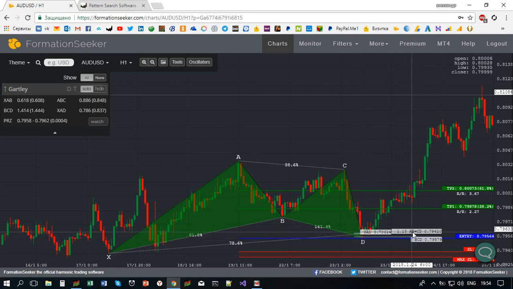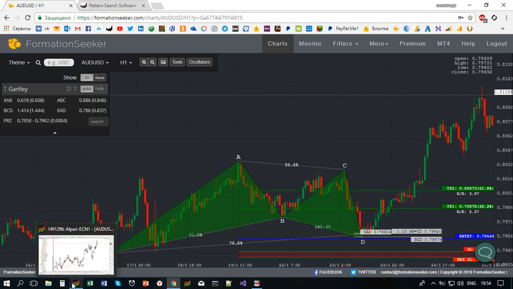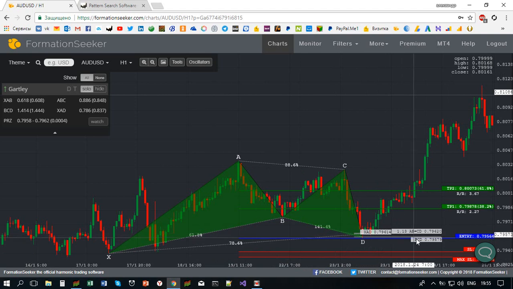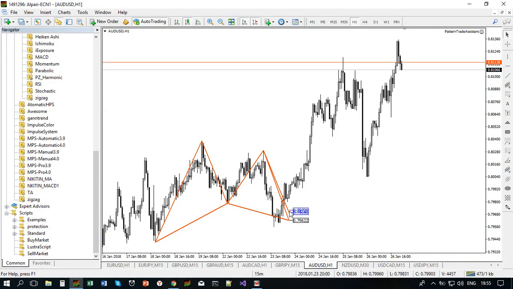Okay, the 113 AB equals CD goes to 79.62, and my AB equals CD measurement goes to 79.63. Okay, and B to BC inversion goes to 79.57. My BC inversion goes higher. It is somewhere here. 79.67 is from the website. Mine went a bit higher, giving you a wider potential reversal zone.